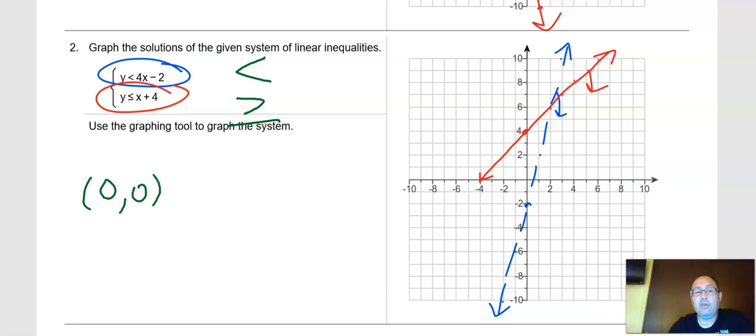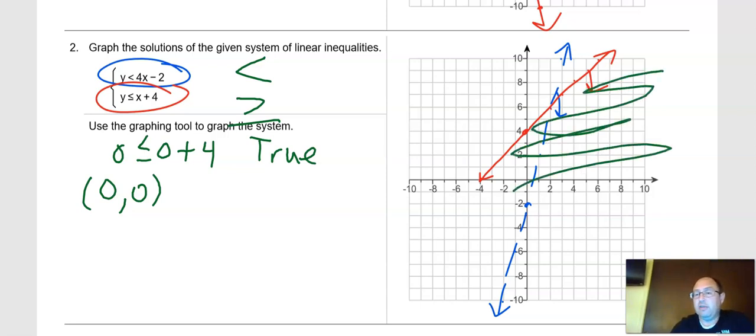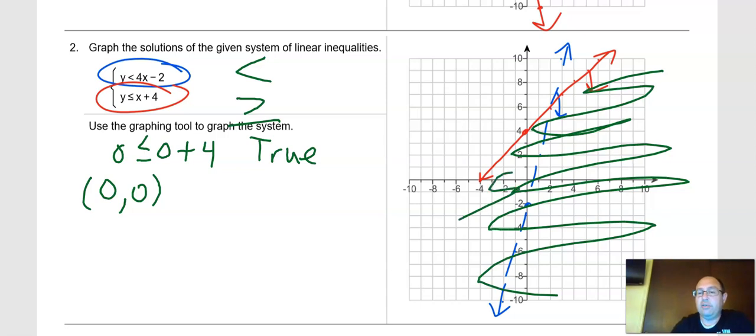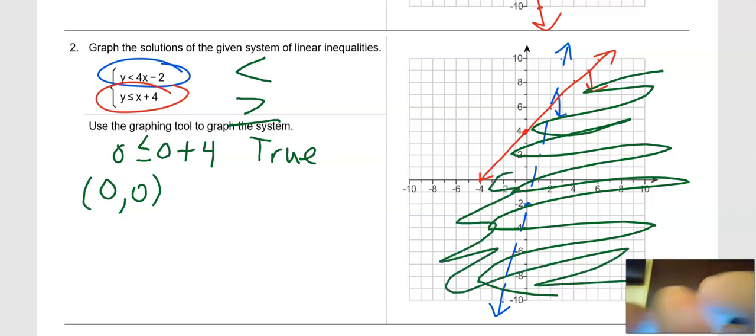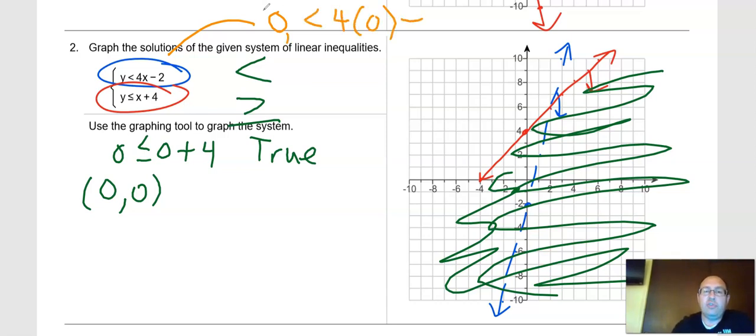If you get a true statement, like with the red one, if you plug it in, 0 is less than or equal to 0 plus 4, you definitely get a true statement. That means that the shaded part of the red one is below, which makes sense because that's where 0, 0 is at. Okay, all this stuff below. Well then if you go to the blue one and you plug in 0, 0, I'm not saying you have to do this for every one. I'm just showing you that if you weren't easily able to tell, you could plug in a coordinate.